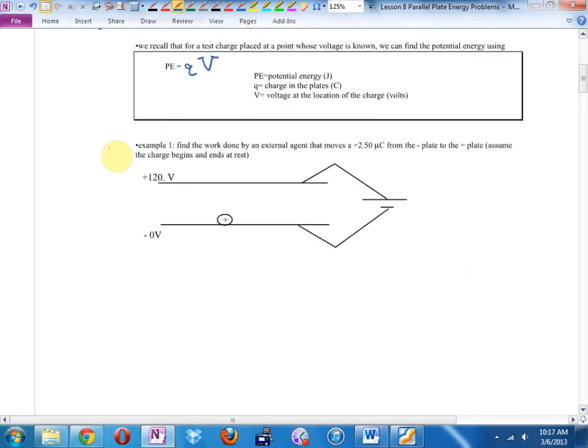Example 1. Find the work done by an external agent that moves a 2.5 microcoulomb charge from the negative plate to the positive plate. Assume the charge begins and ends at rest. First of all, which way does that charge want to move, up or down? Down. It wants to be towards the negative and away from the positive. So will you have to lift it up? They called it an external agent. I always just imagine little invisible angels. Whoever's lifting it up, will they have to do work? Yeah, this is just like you guys lifting up a heavy weight away from the earth.